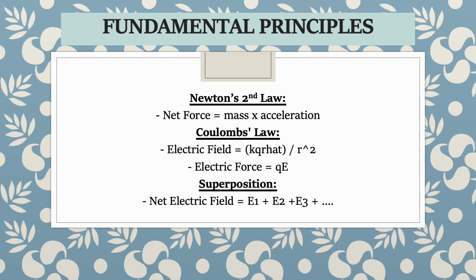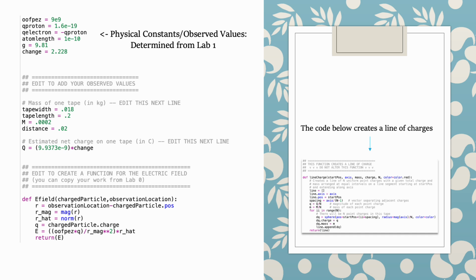Then some fundamental principles. We used Newton's second law, that the net force is equal to mass times acceleration. Coulomb's law says the electric field is equal to kq r hat divided by r squared, and the electric force on a charge or a collection of charges is that charge times an external electric field. Then we use superposition to find the net electric field of multiple charges by adding up the contributions from the total charges on the tape.